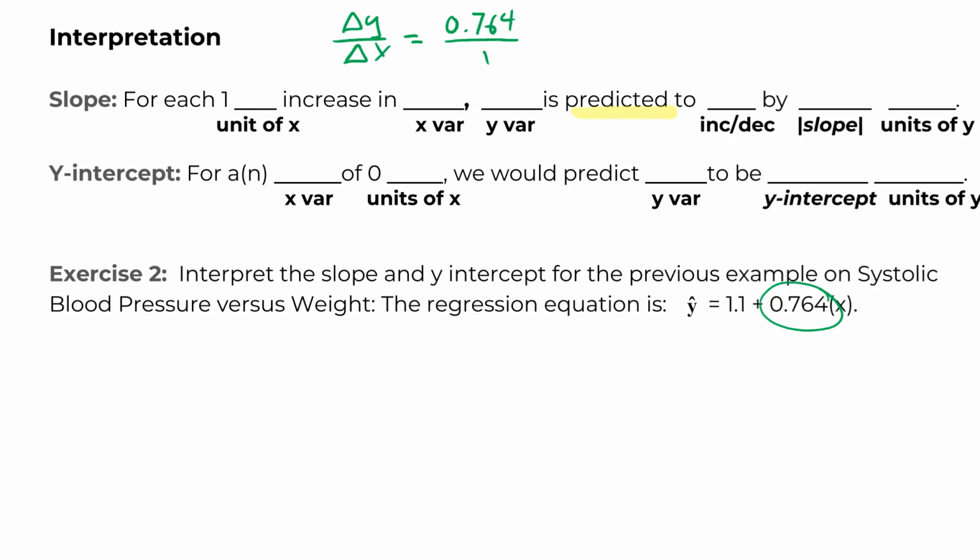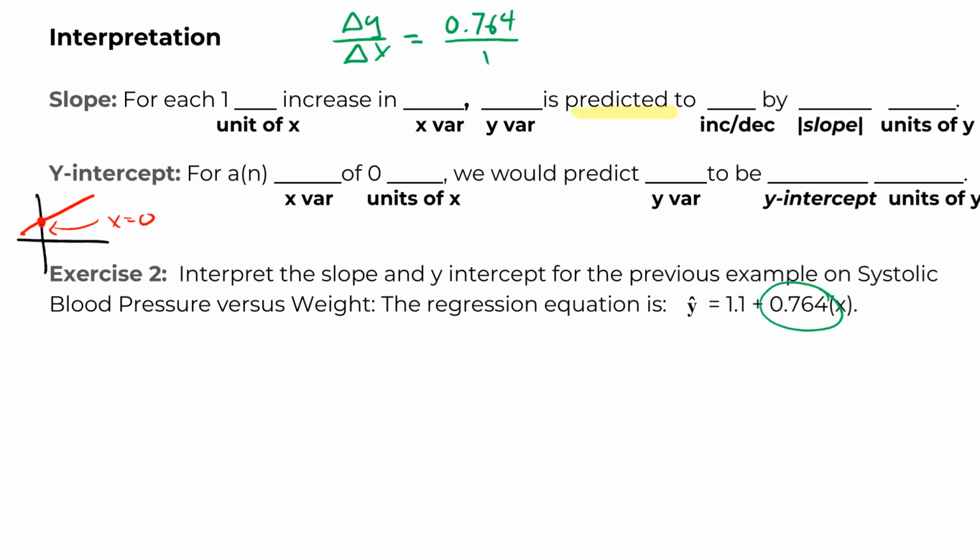And then your y-intercept, just like in a regular equation or regular line, right? Our y-intercept is where we cross the y-axis. So this is what happens when our x is equal to 0. That's the exact same interpretation you're going to see here with the y-intercept. If the x is 0, you would predict the y to be that y value.